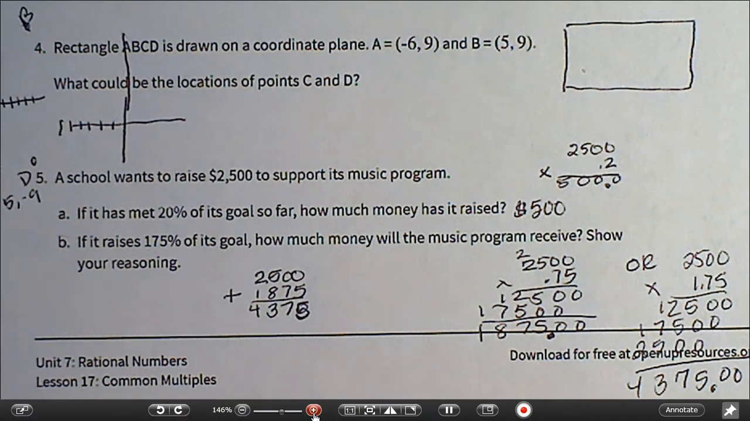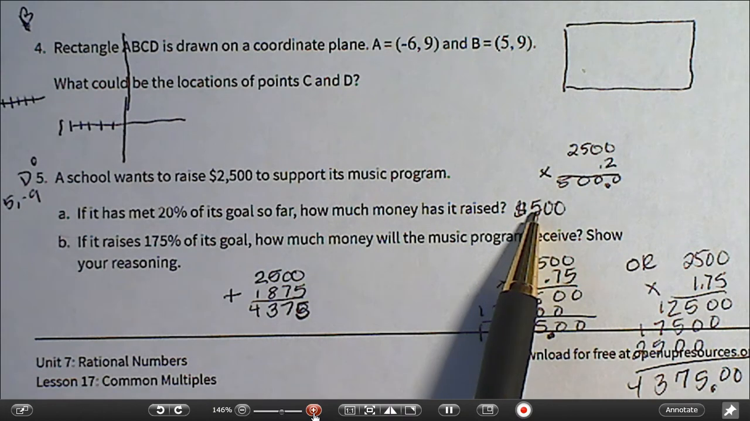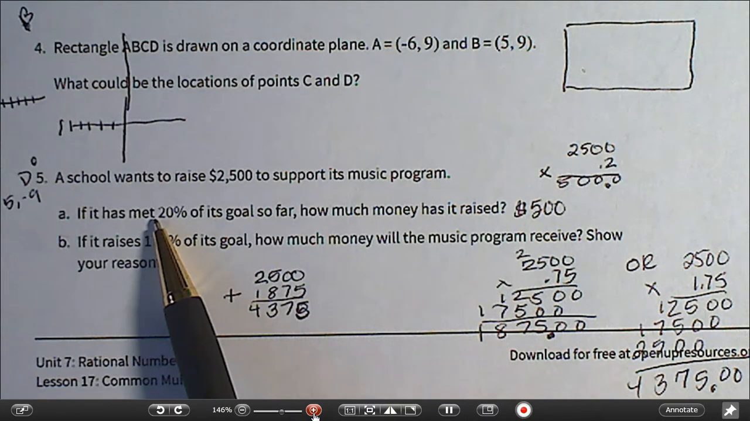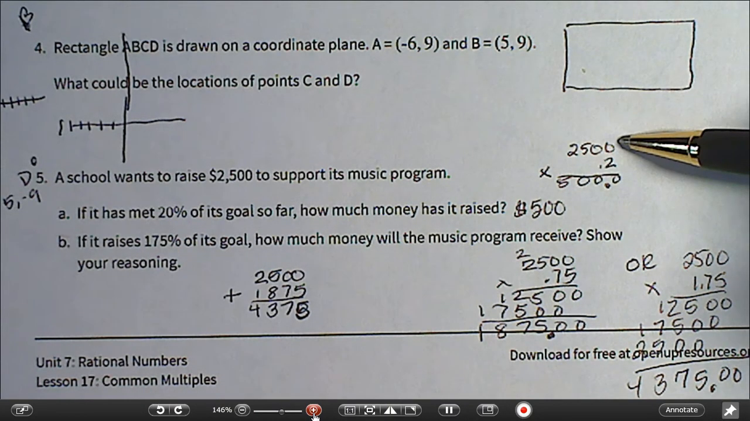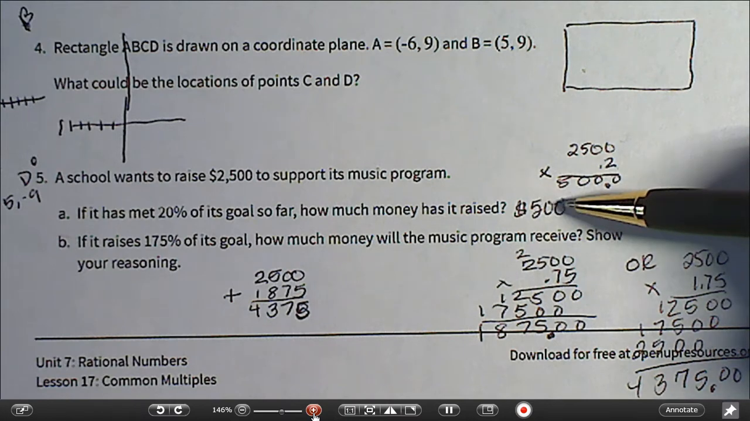A school wants to raise $2,500 to support its music program. If it has met 20% of its goal so far, how much money has it raised? If we're going to take that percent sign off, we move the decimal 2 places to the left, we multiply 2,500 by 0.2, and we get $500. So that's how much they've raised so far.